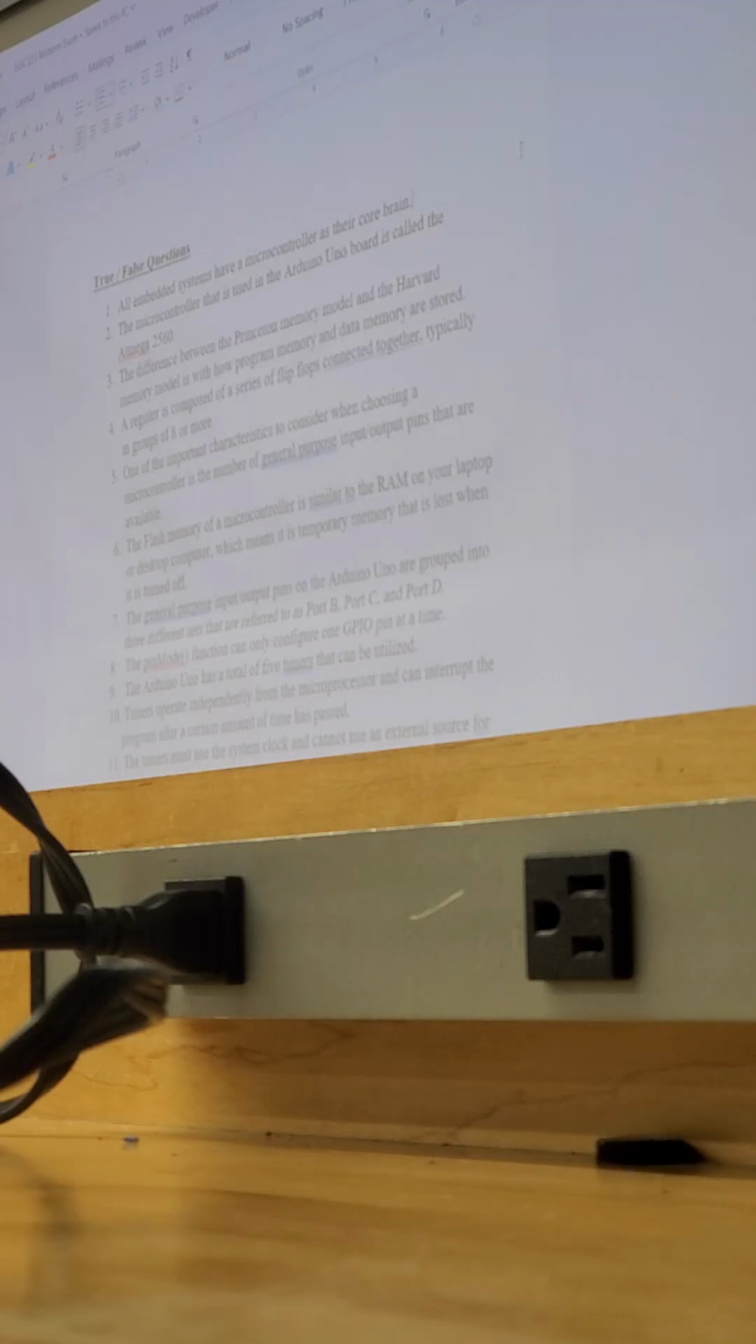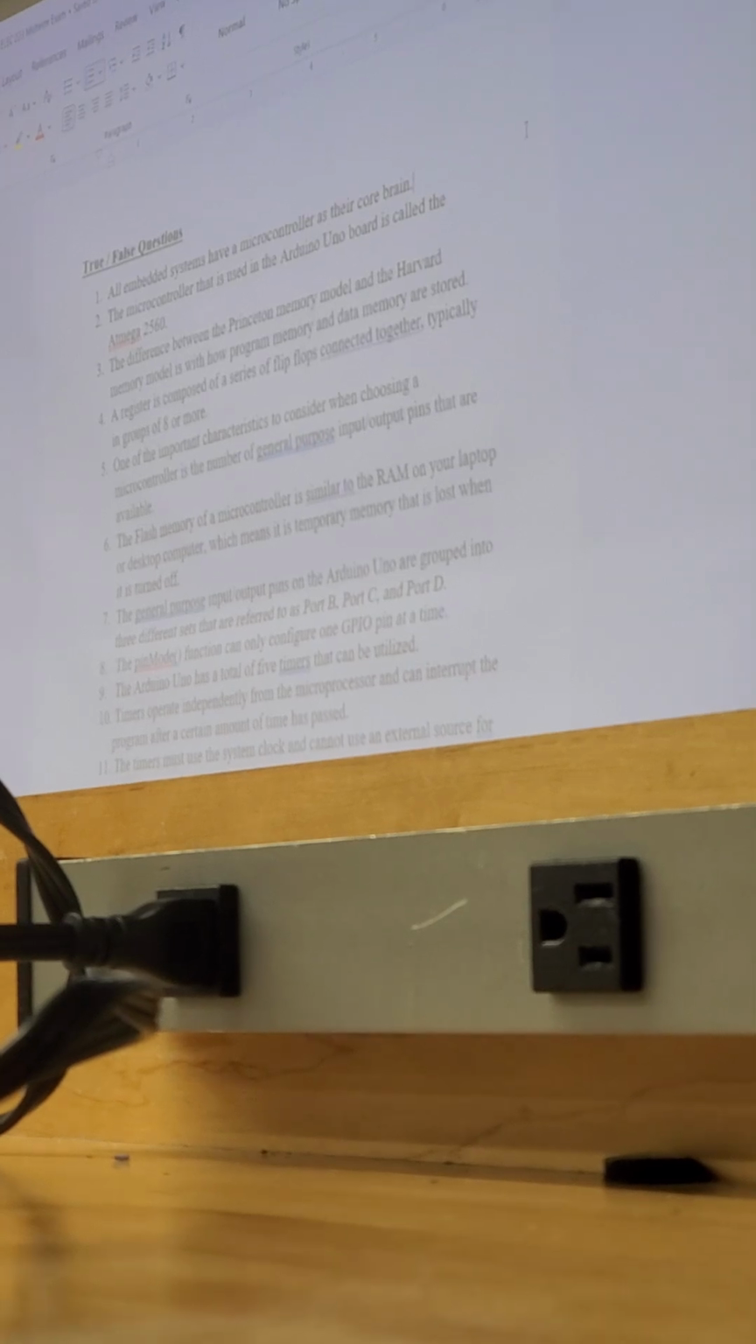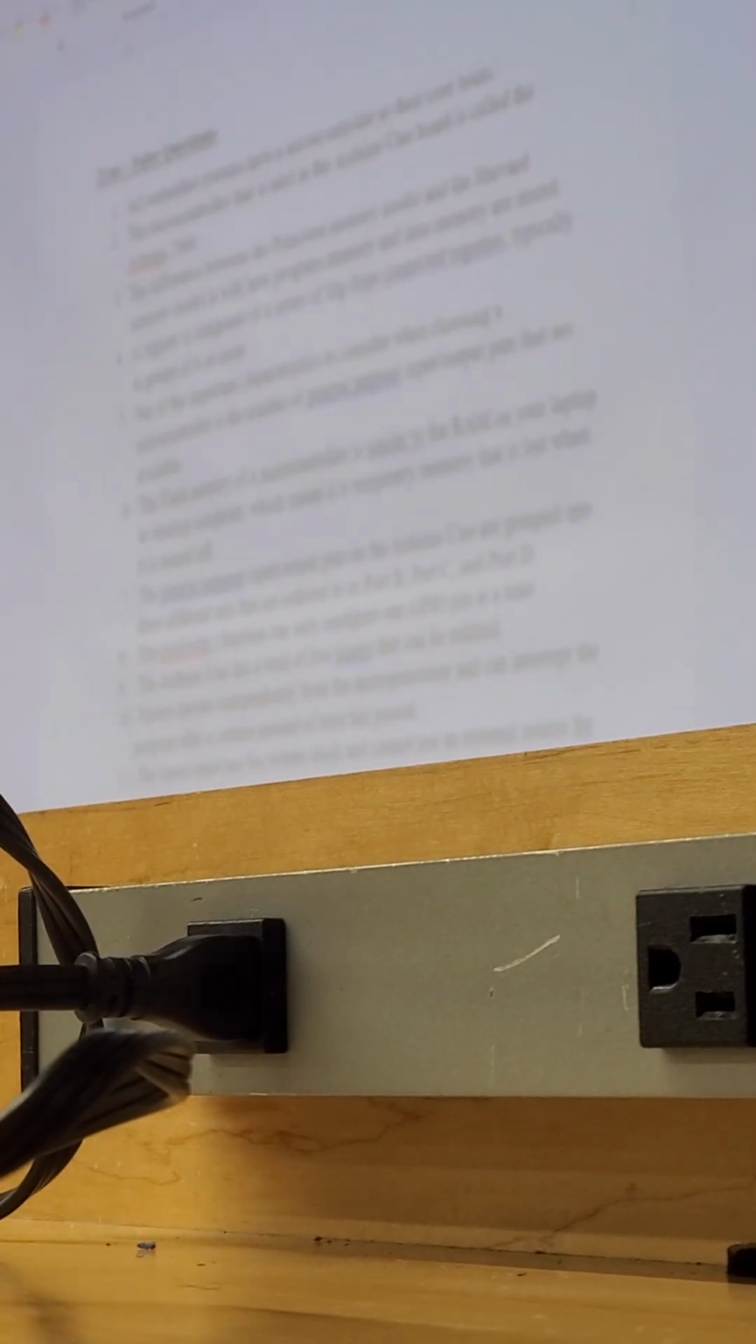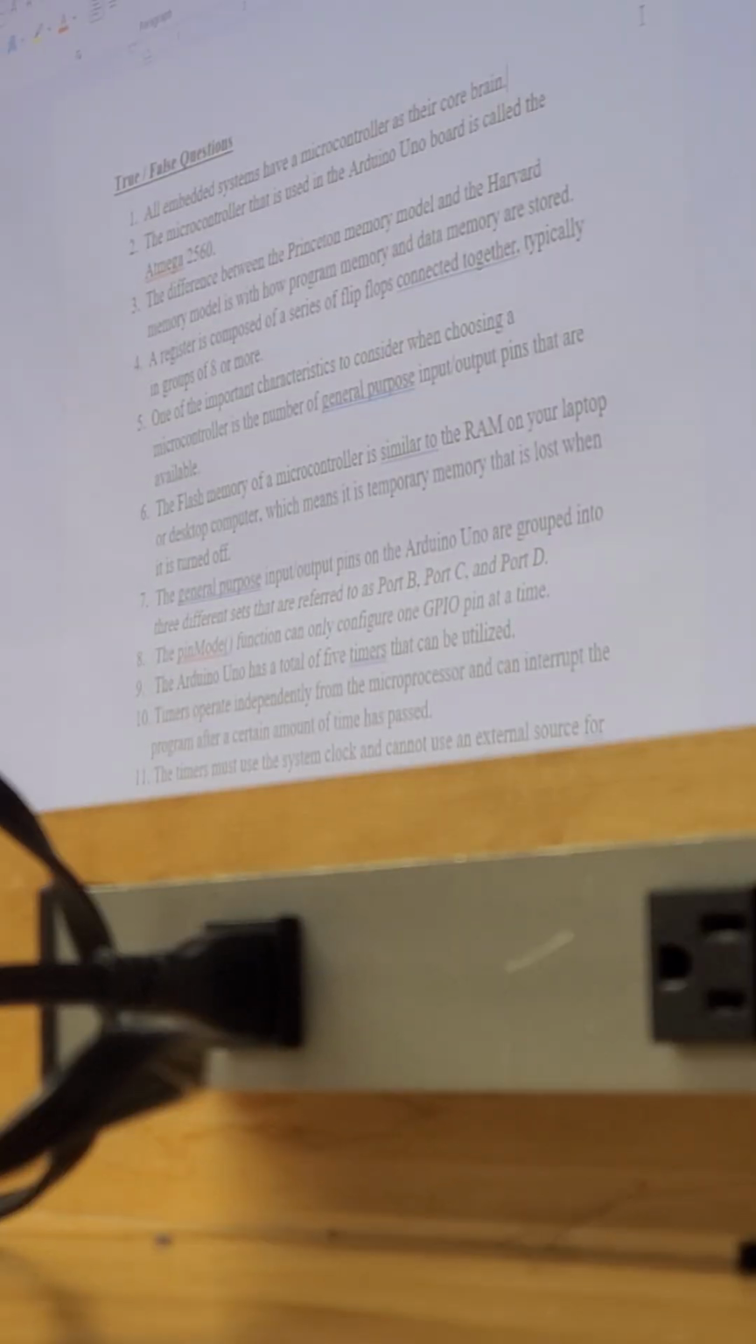Question number three is talking about the difference between the Princeton memory model and the Harvard memory model. That one is true. This is referring to how program memory and data memory are shared in Princeton, while in Harvard those two are separated. Question number four is just asking about the general definition for registers. This one is true. Question number five was asking about the various characteristics to consider. Question five is also true.